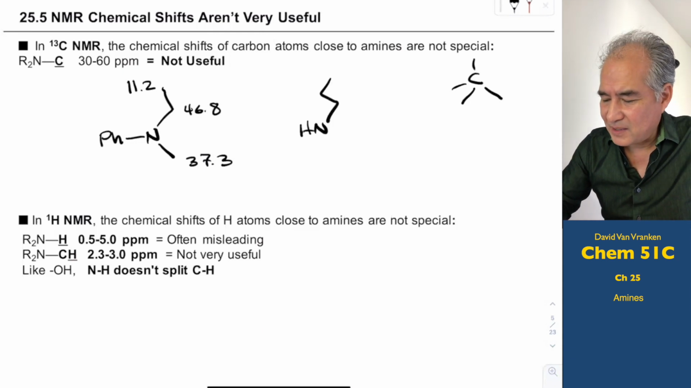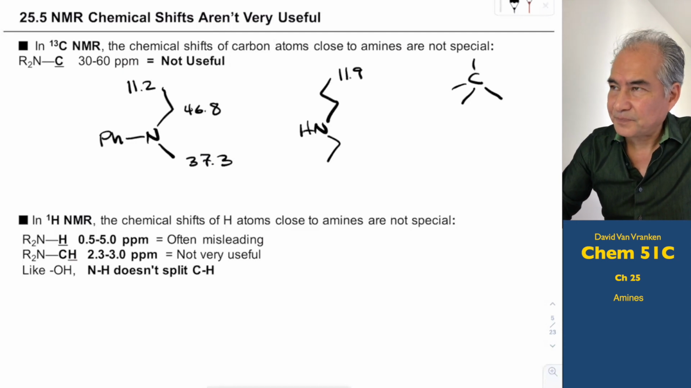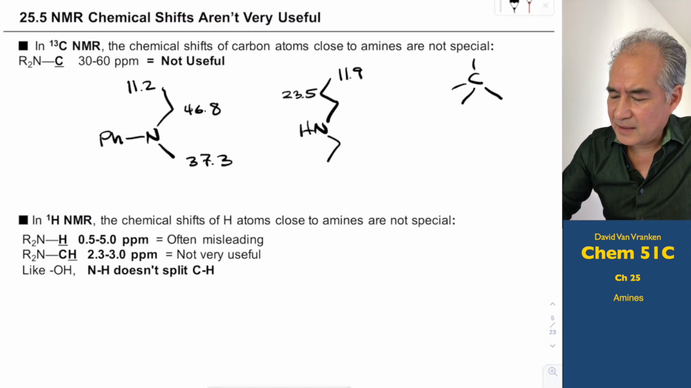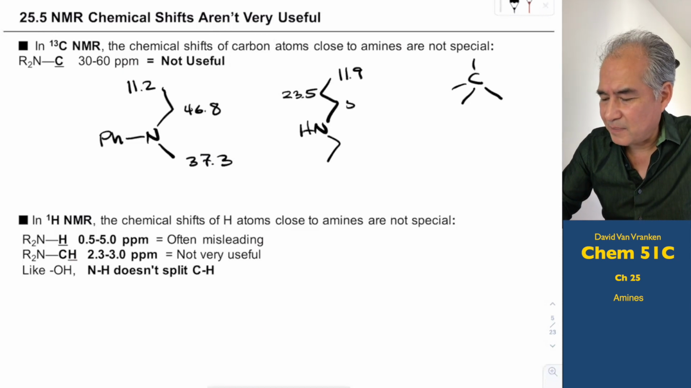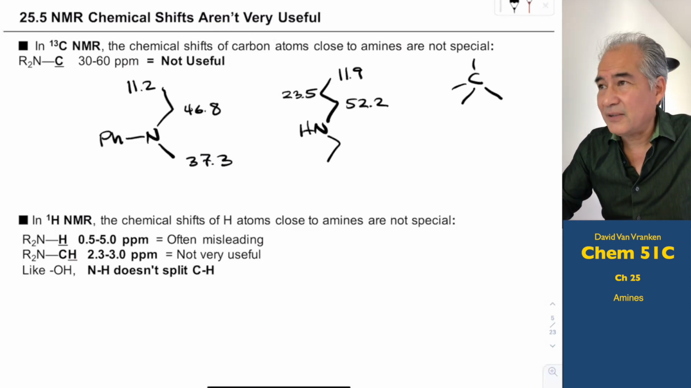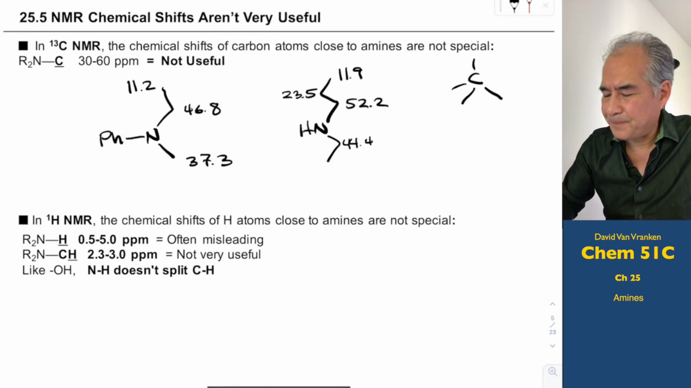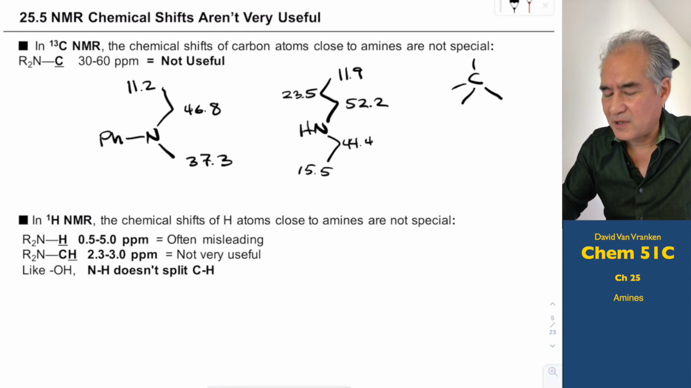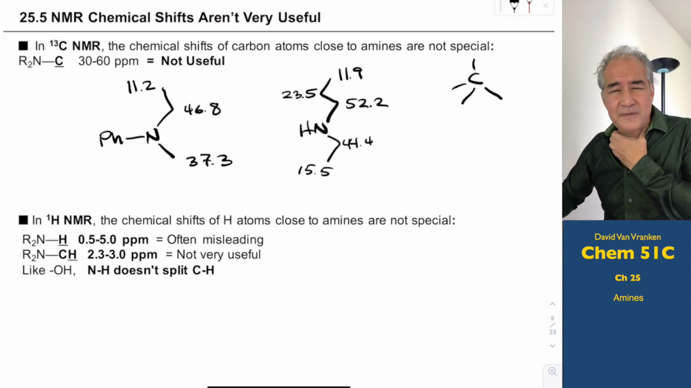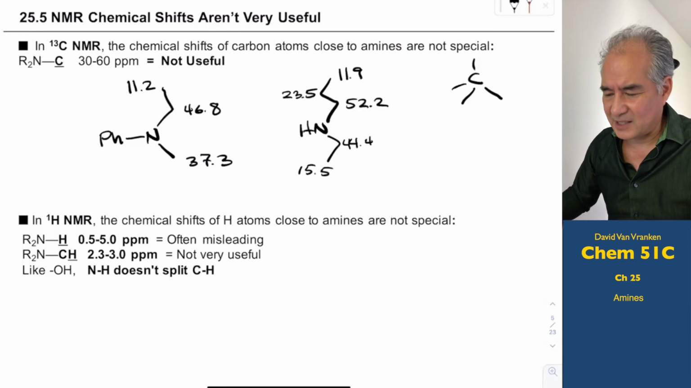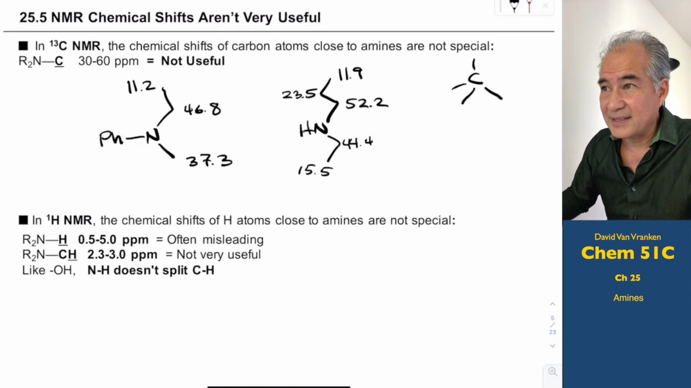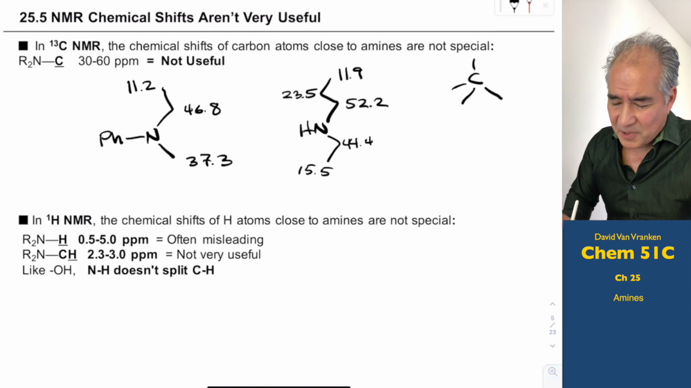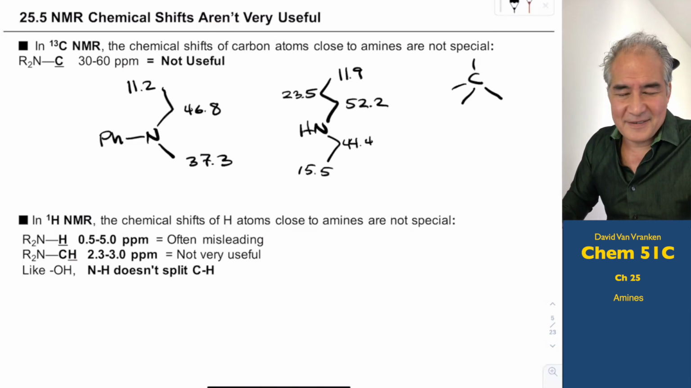Again, there's nothing about these C13 signals that tells you that they were attached or close to an amino group. So the C13 is not useful for telling you whether the carbon is close to an amino group. Unfortunately, carbon NMR is pretty useful, but it doesn't tell you anything special when you're looking at amines. The proton NMR is really not special either.